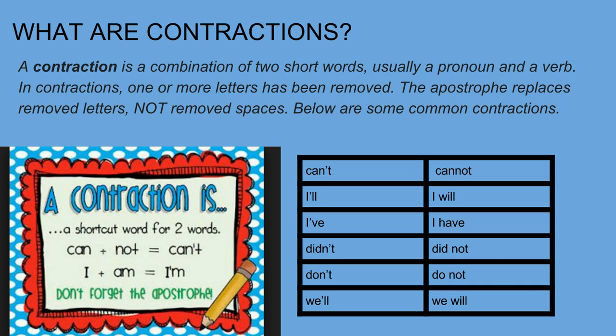Let's look at some more examples. Can't comes from the words can not. You see we have left out the N and the O in not and replaced them with the apostrophe to get the word can't. I'll comes from the words I will, and means the same thing. I've, I have, didn't, did not, don't, do not, and we'll for we will.